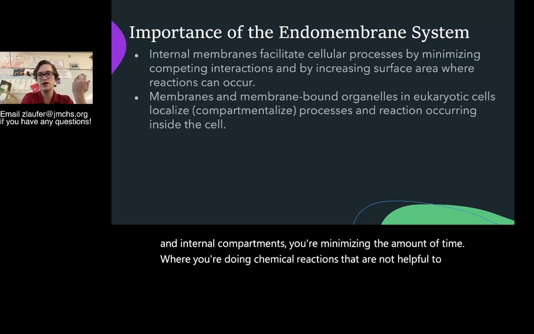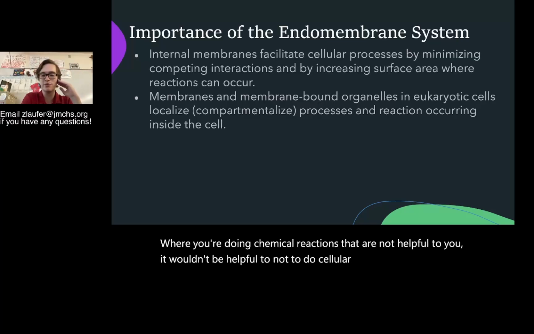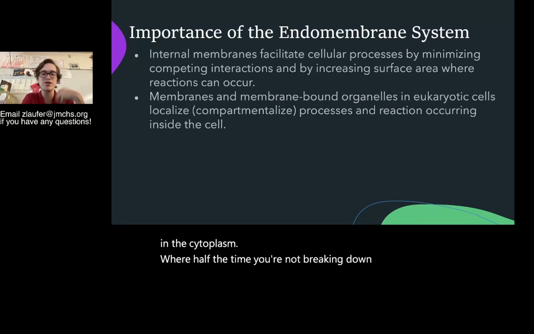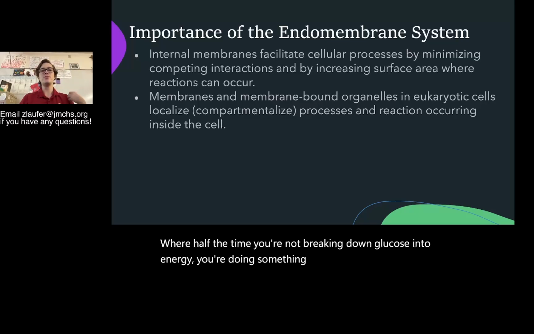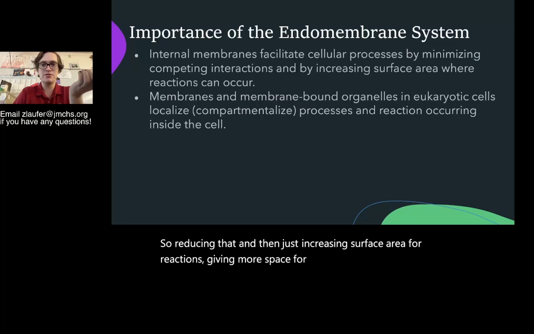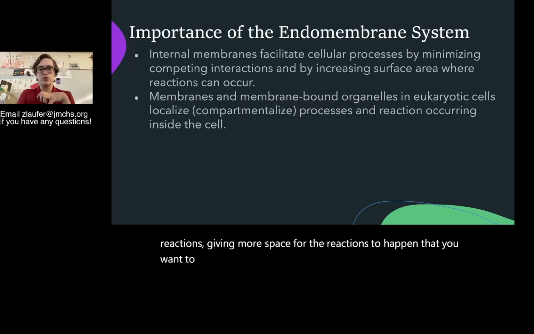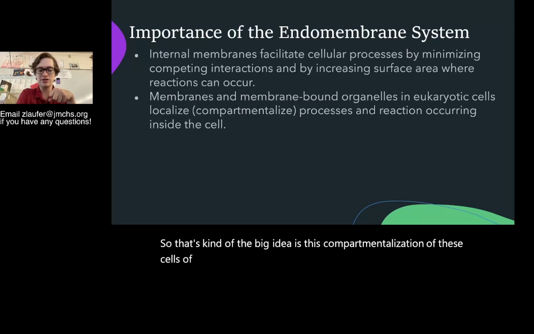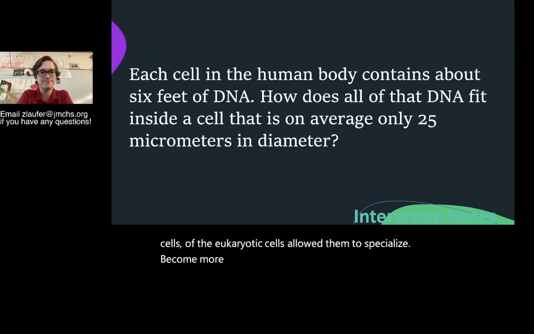It wouldn't be helpful to do cellular respiration completely in the cytoplasm, where half the time you're not breaking down glucose into energy, you're doing something else. So reducing that and then just increasing surface area for reactions, giving more space for the reactions to happen that you want to happen, is hugely important. Makes the cells much, much, much more efficient. So that's kind of the big idea, is this compartmentalization of the eukaryotic cells allowed them to specialize, become more efficient, and more complex.